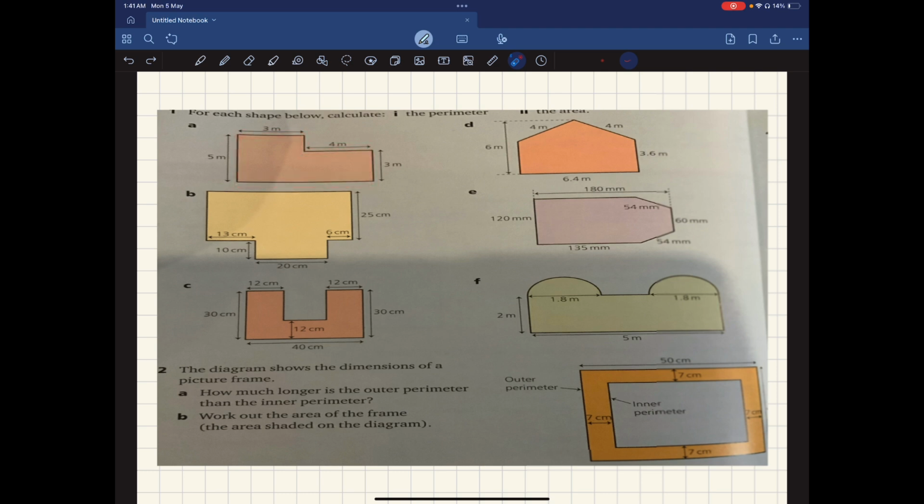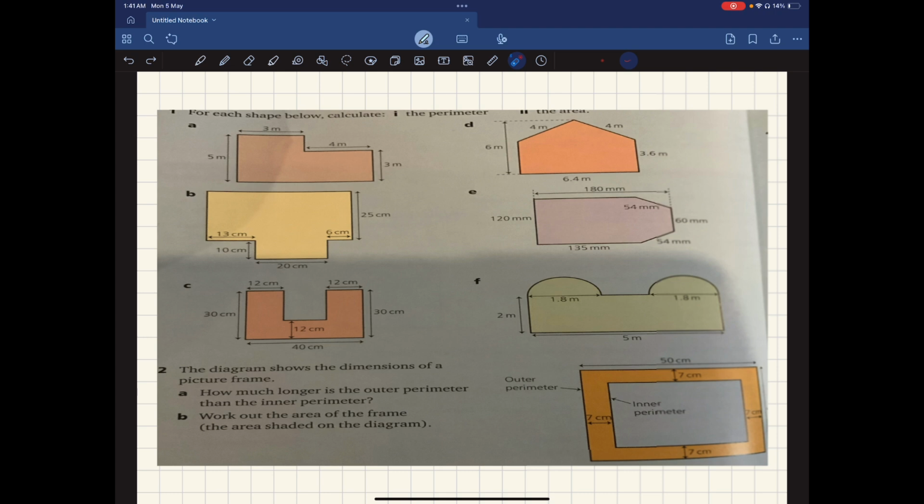And to calculate the area, you need to divide the shape into basic 2D shapes. You're first going to calculate the area of this rectangle, which is going to be 4 into 3, and then this rectangle, which is 5 into 3, and you're going to add these two areas together.